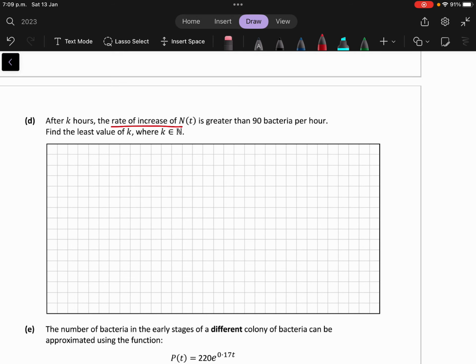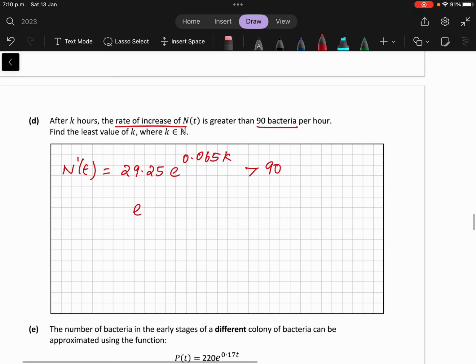At k hours, the rate of increase is greater than 90 bacteria per hour. So at k hours, we have found the n dash t, right? So it is mostly n dash t that you have to take. 29.25 e to the power of 0.065 k is greater than 90. So now it's like an inequality solution.